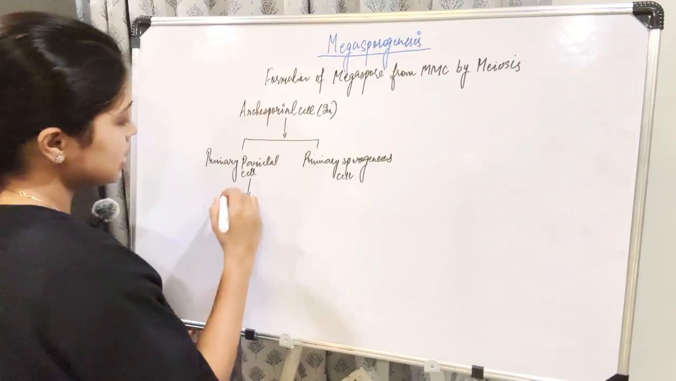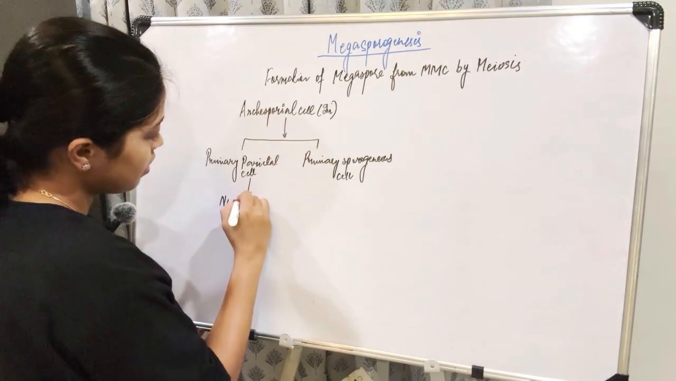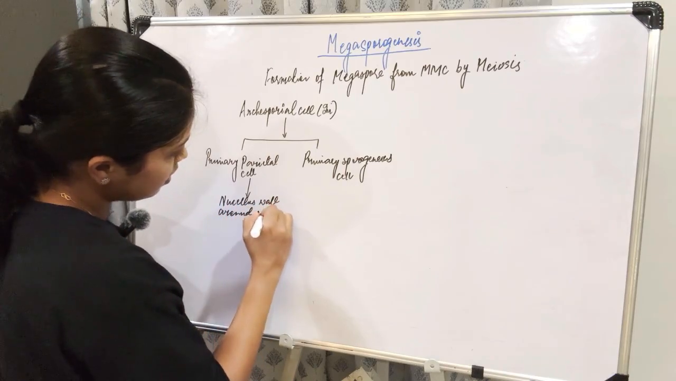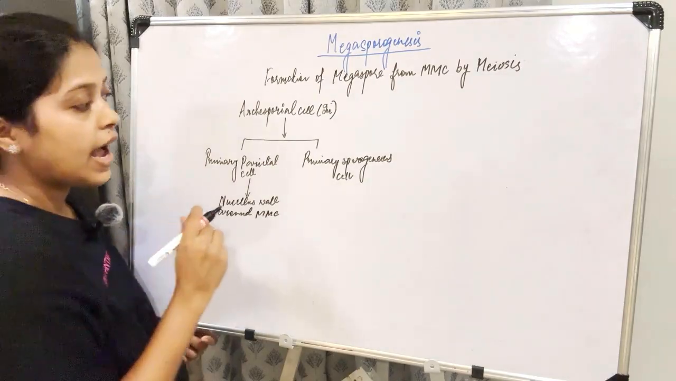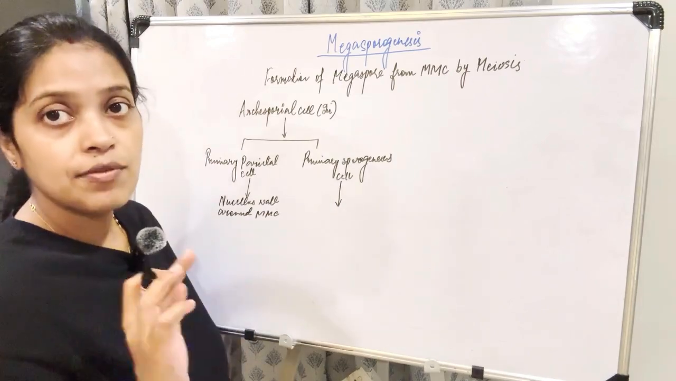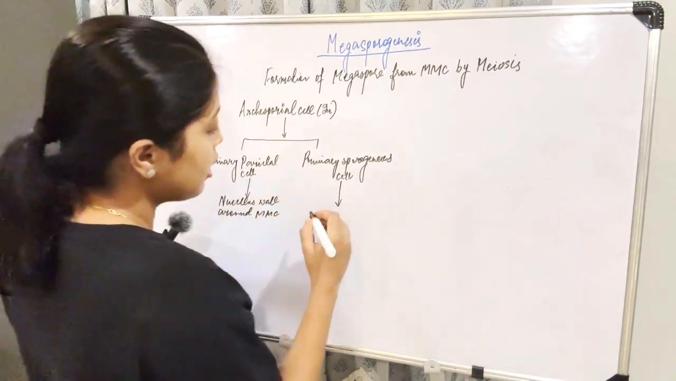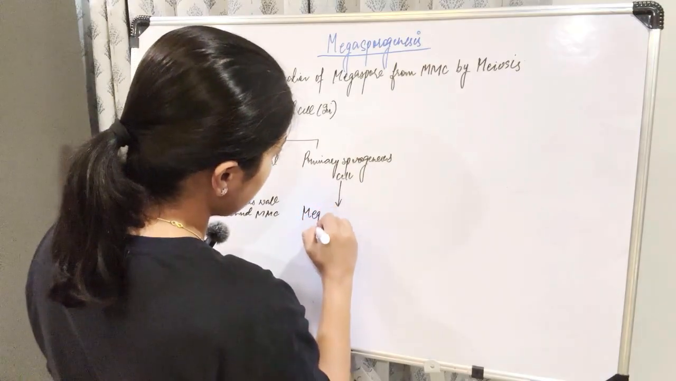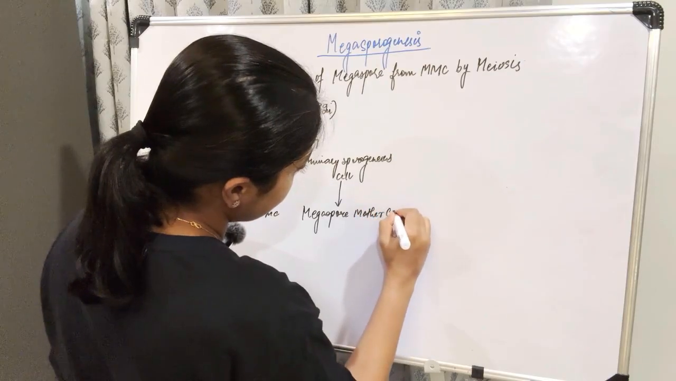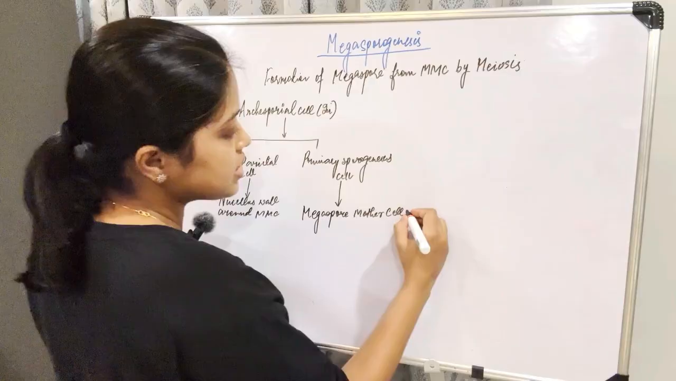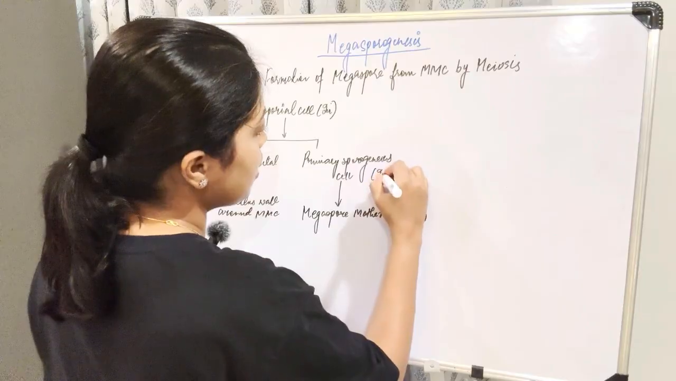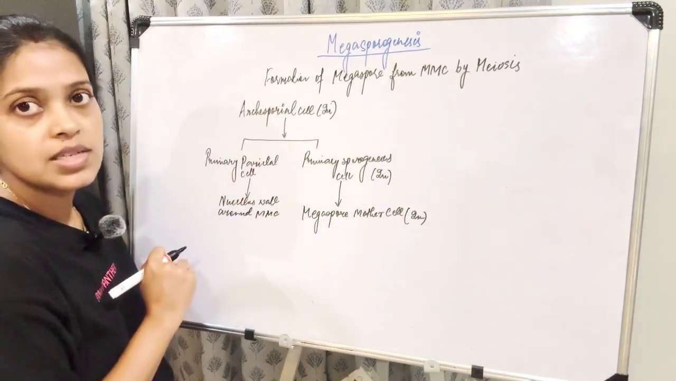The primary parietal cells contribute to the nucellus wall around the megaspore mother cell, and the primary sporogenous cells. So a few of the cells of the primary sporogenous cell differentiate, undergo mitosis and form the megaspore mother cell. Okay, so the megaspore mother cell is also diploid. So till here all the division, everything is through mitosis. So the megaspore mother cell is formed.